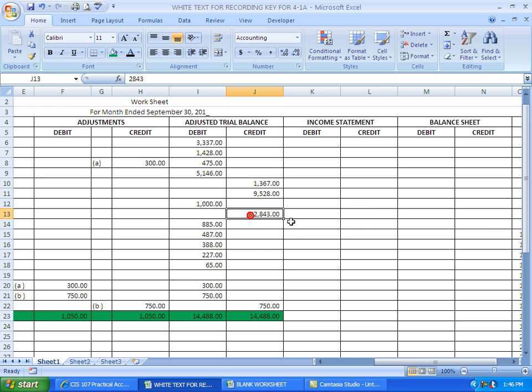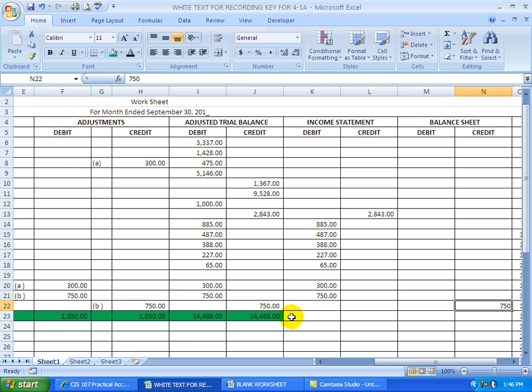So the revenue, this account here, is the first income account, so it's going to go into the income statement credit column. All of these expenses get transferred in to the debit side of the worksheet. This account down here is a contra asset, so it's going to go way over here. It's not an expense, nor is it a revenue.